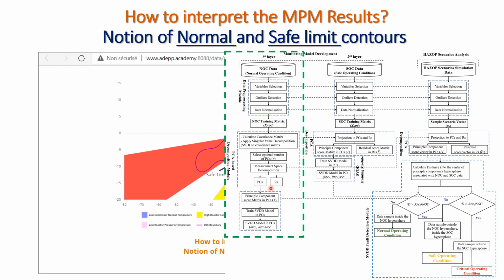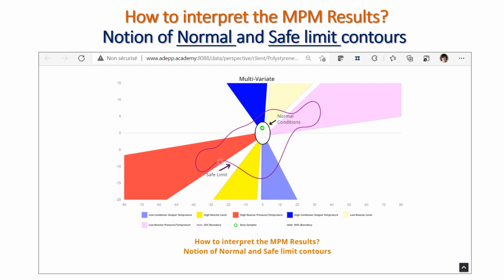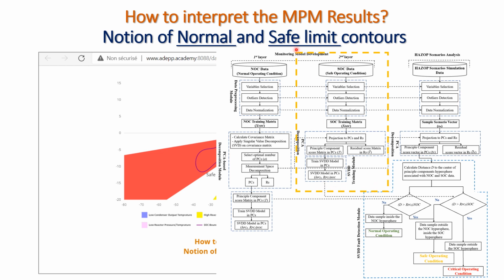The normal data points are inputted to the SVDD algorithm to best fit a contour to these data. This way, the NOC contour is obtained, which is used for detection of abnormal process conditions. The collected safe operating condition, or shortly SOC data, generated by the process simulator are also projected into the 2D principal component subspace. The SVDD algorithm is then used to obtain the SOC contour, which is used to detect critical process conditions.